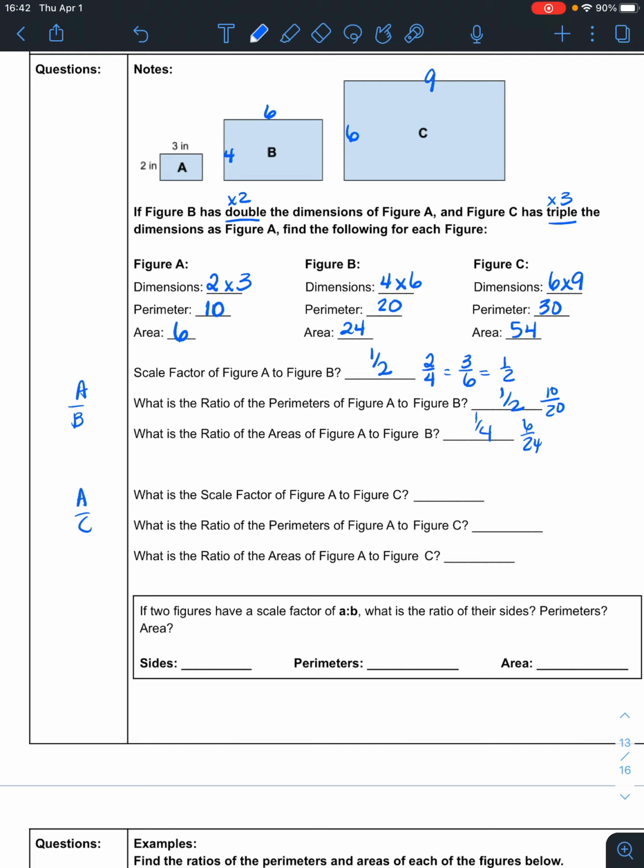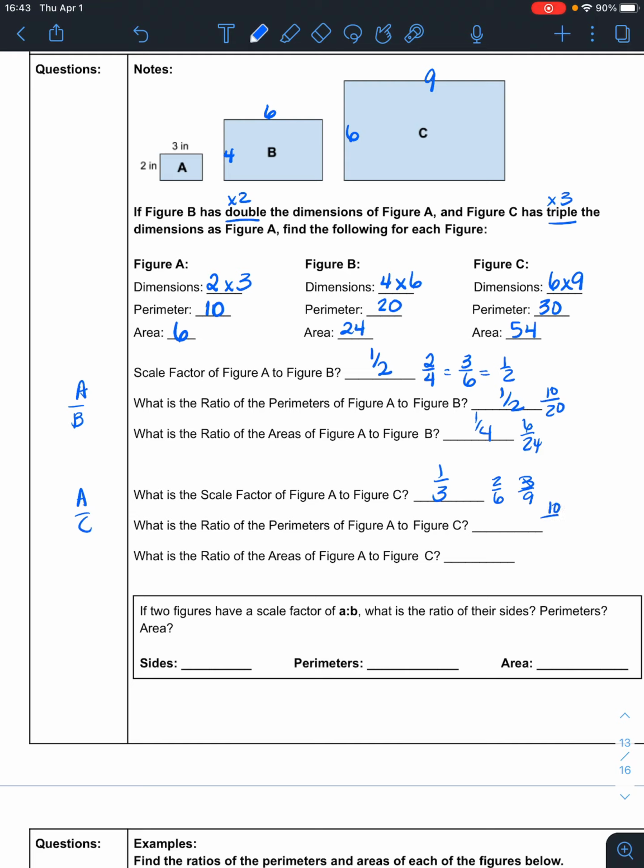So let's do the same thing. Let's do A over C, figure A to figure C. So figure A, we want to do our scale factor. So scale factor means compare your sides. So my sides were 2 over 6 or 3 over 9. Both of those reduce to 1 over 3. So my scale factor is 1/3. Figure A is 1/3 as big as C, or C is 3 times bigger.